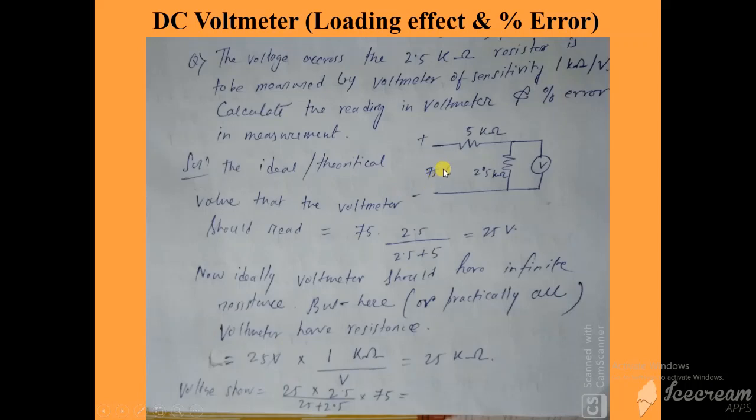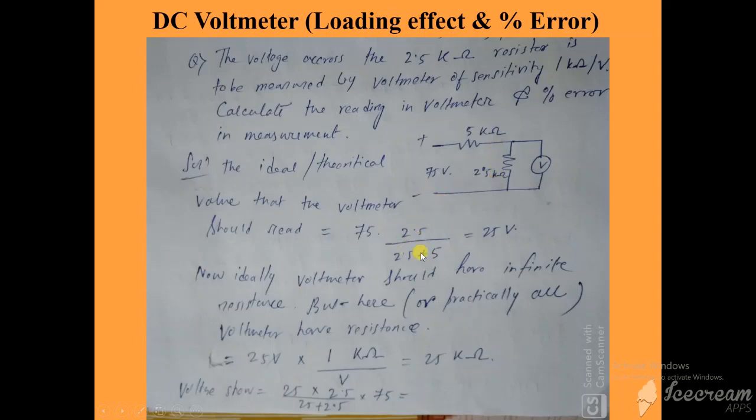This is 75 volt. Just apply your current division rule and find the voltage. So this is the total amount of resistance, considering the voltmeter as having an infinite impedance, right? That is, the voltmeter is actually a kind of open circuit, so it will not draw any current ideally. So this is 2.5 plus 5, that is the total resistance in the circuit. This is a series circuit, that is the voltmeter.